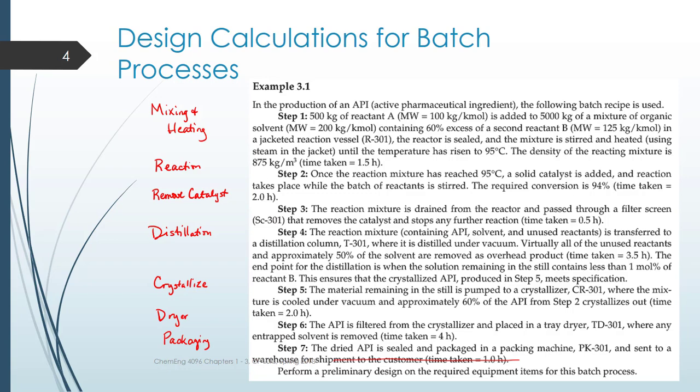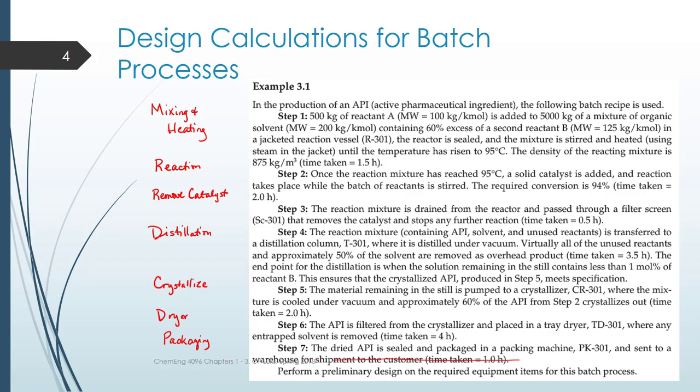So this is for the production of an active pharmaceutical ingredient that they abbreviate API because that's a really long name. And the batch takes 7 steps. So step 1 is a mixing and heating step. There are 500 kilograms of reactant A added to 5,000 kilograms of a mixture of organic solvent that contains 60% excess of the second reactant, reactant B. And this goes into a jacketed reaction vessel.